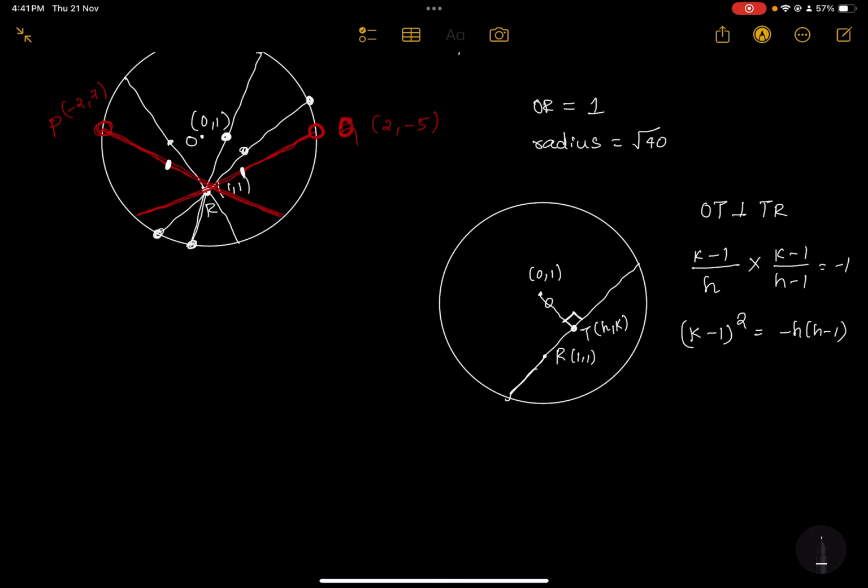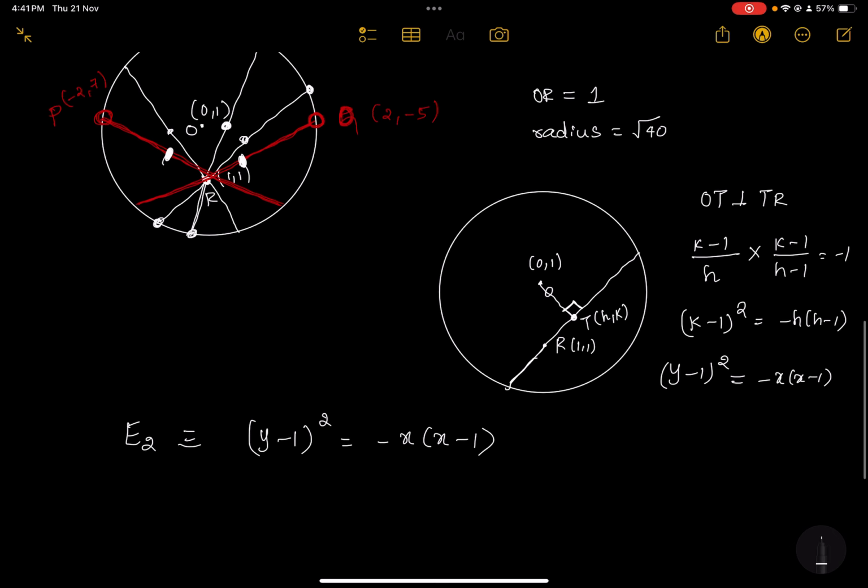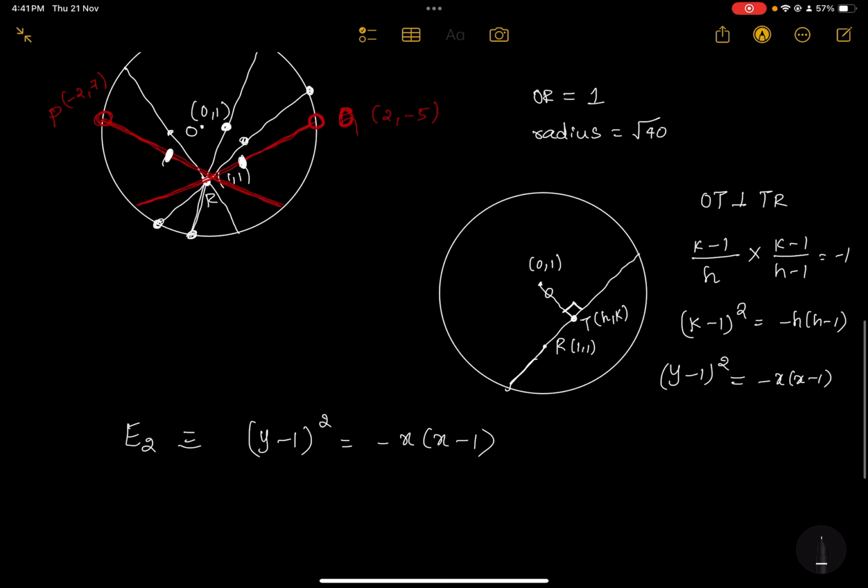Now replace h with x and k with y. So (y minus 1) whole square is equal to minus x into (x minus 1). So this is the locus E2. But from this locus we have to remove this point and this point, correct? To do that we have to find out those points, or we can do one thing.